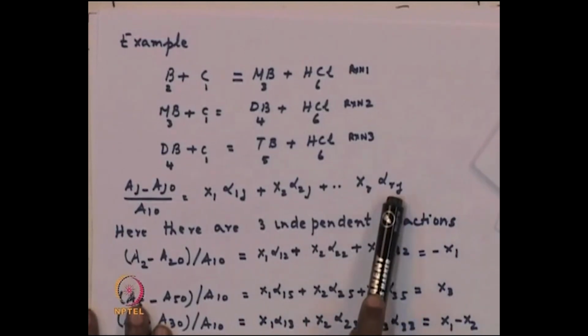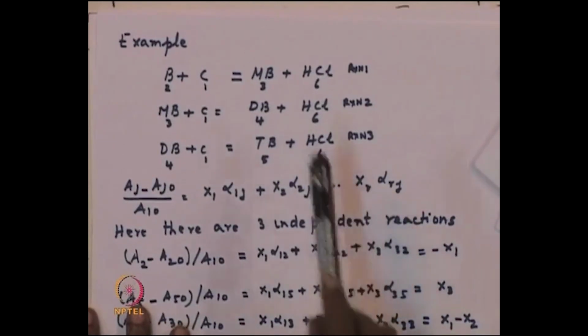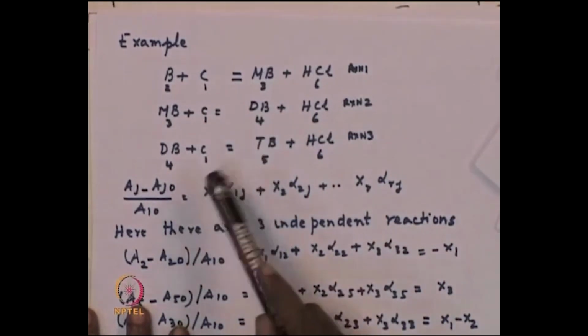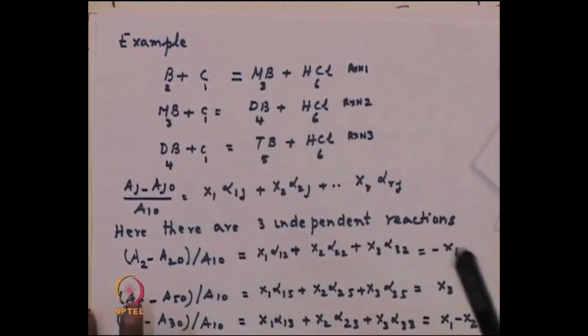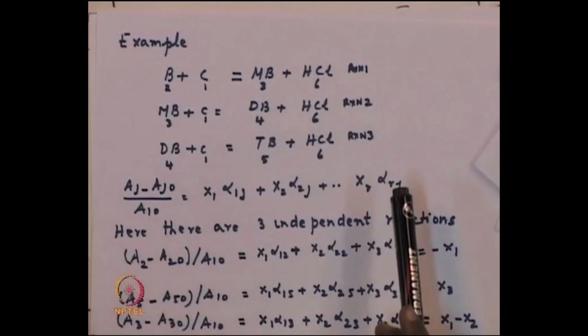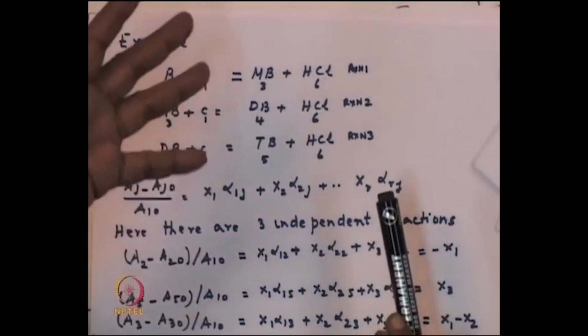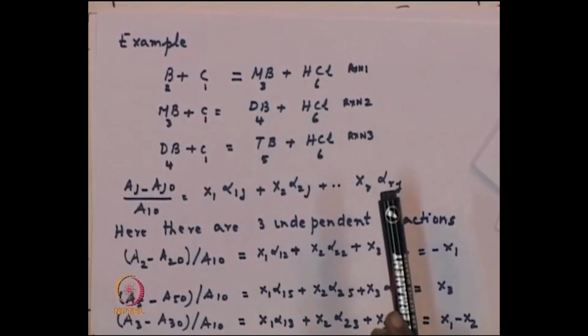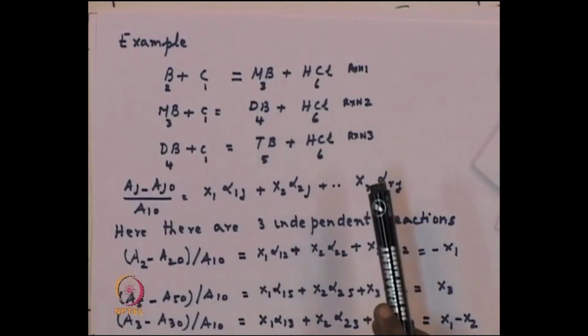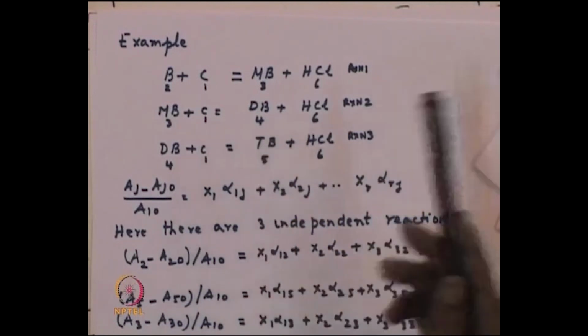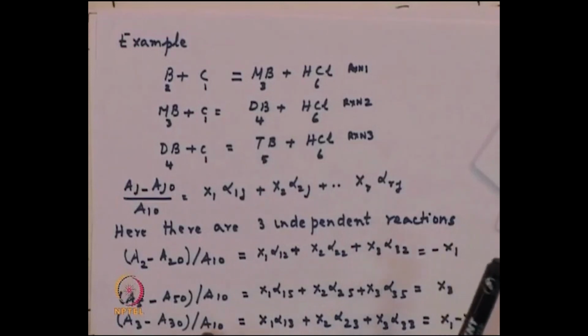How many independent reactions are here? We can say it is 3, because we are familiar with chlorination. But it may happen that you may have to determine the rank to be sure. In situations which you are not very clear, you may have to determine the rank. In this particular case, we know the answer, therefore we have not done it.